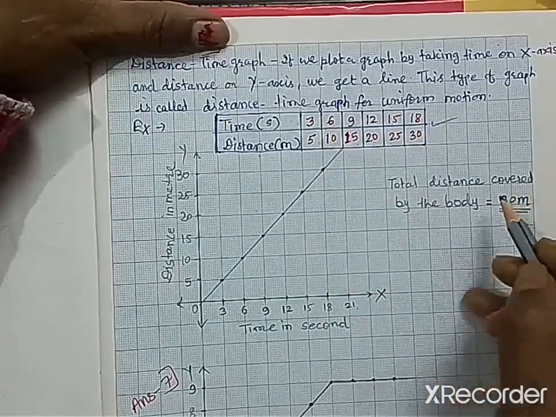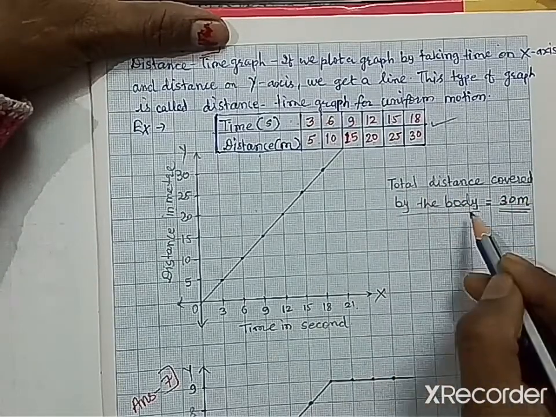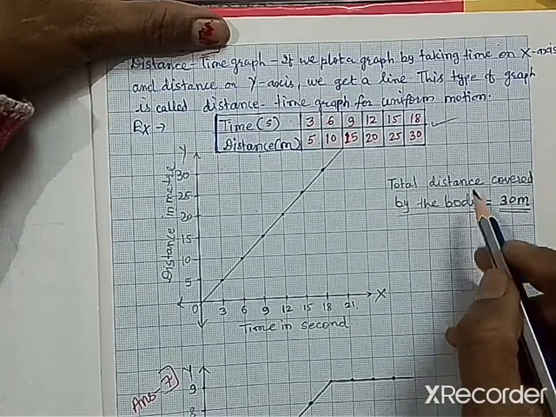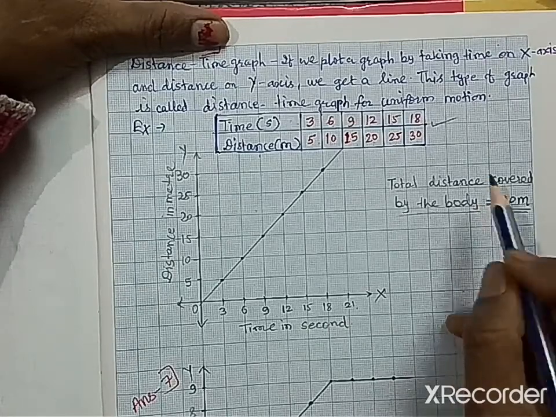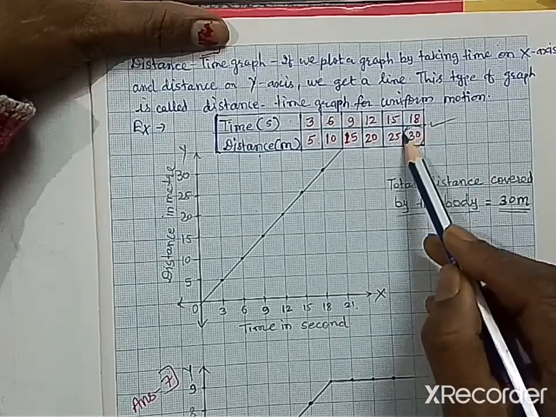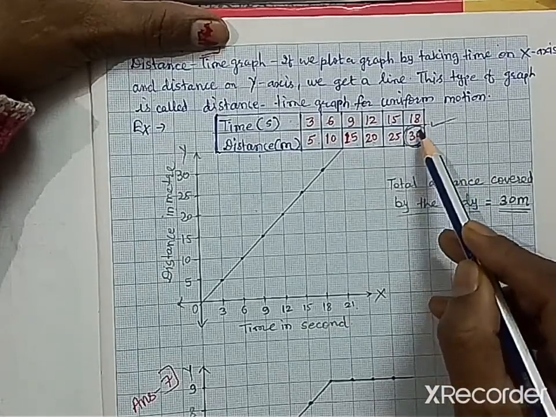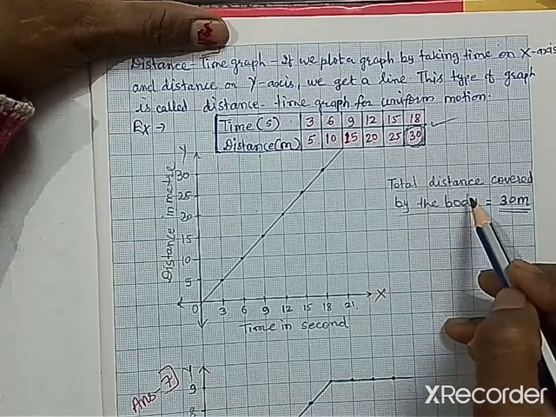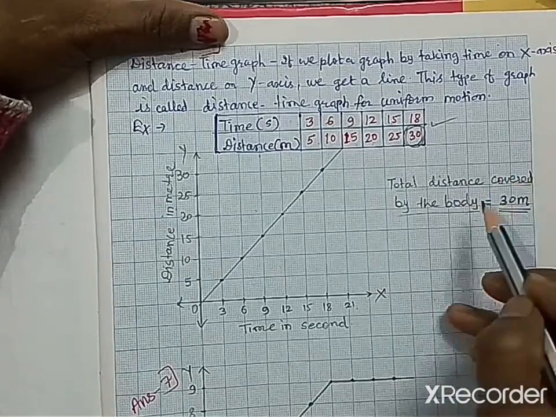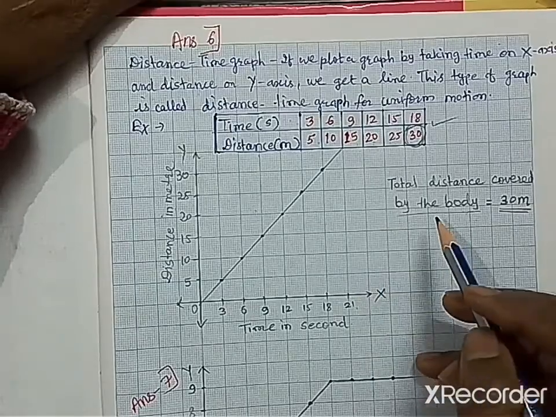Then we have this table. Now we have to find out the total distance covered by the body. So how we will find out this total distance? It is already given. Total distance is 30 meter. Okay, so here we have finished this answer number 6 also.